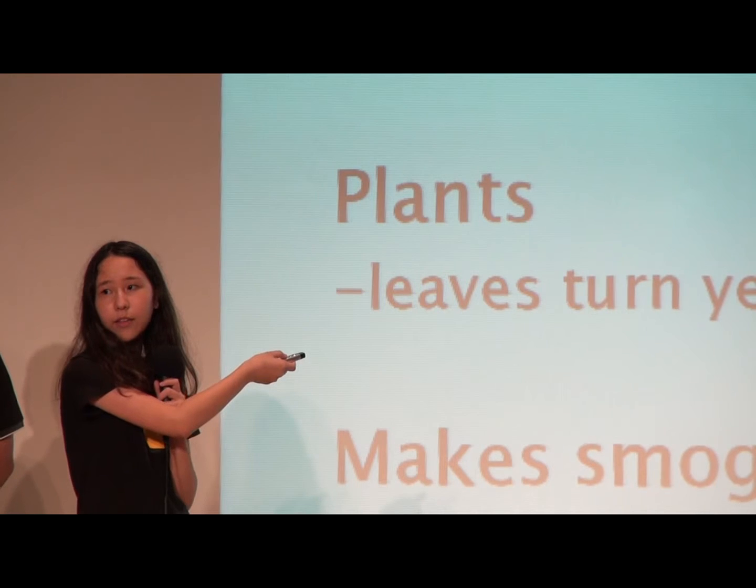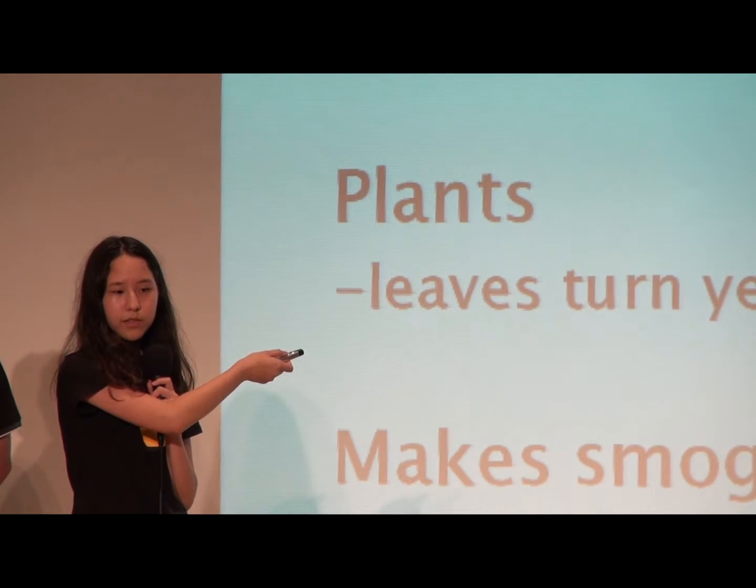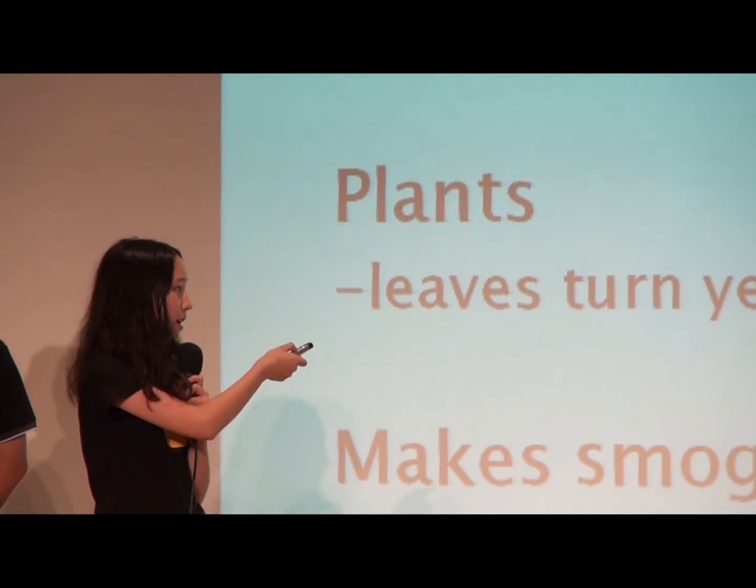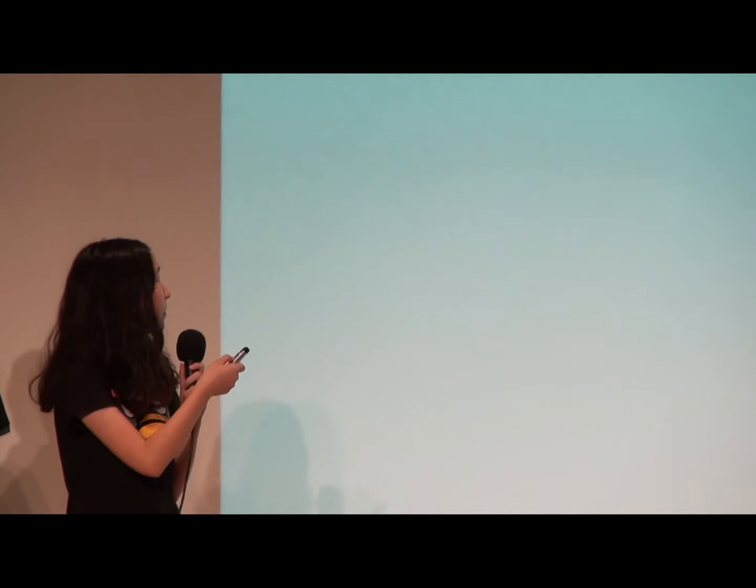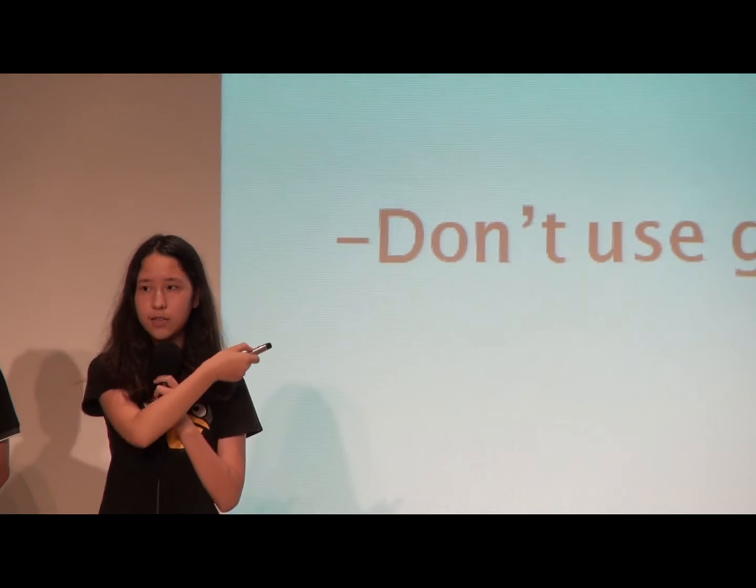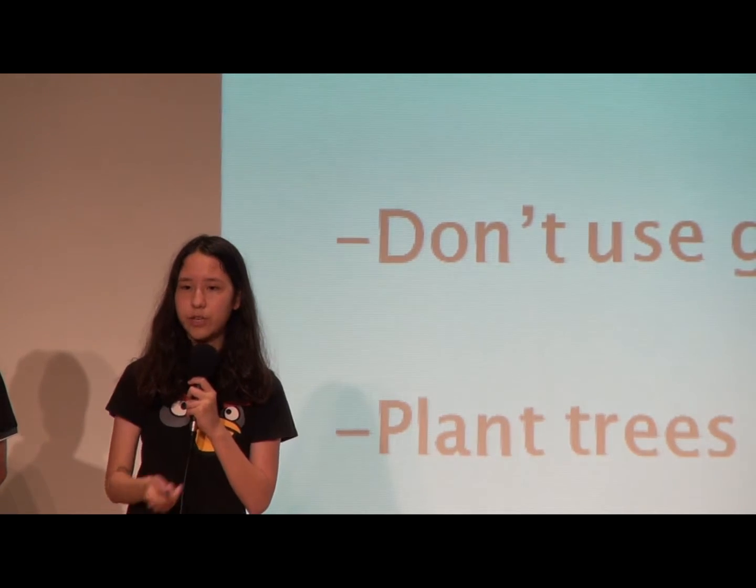This is the plants when they turn yellow and white, and they eventually die. We have lots of solutions to fix this problem, and actually we know it all, and it's really simple. Do not use exhaust gas, ride bikes and use your cars, do not use gasoline, and plant trees.